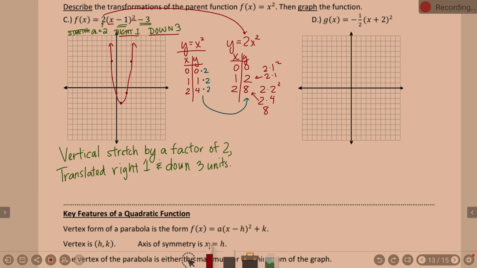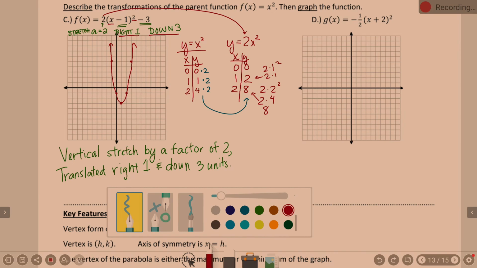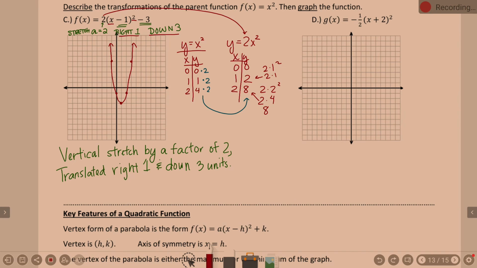So, okay, one more. Can we get D in before the bell rings? I have positive thinking. I think we can. Wishful thinking, at least.